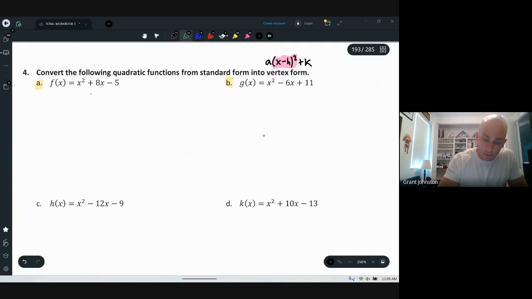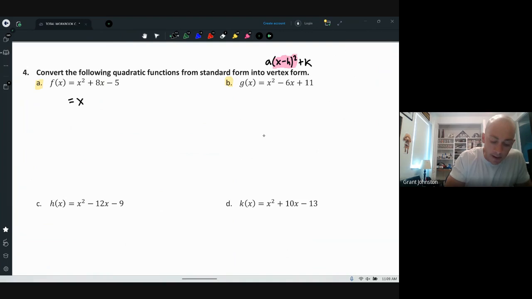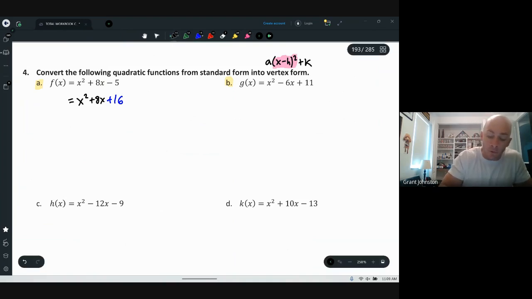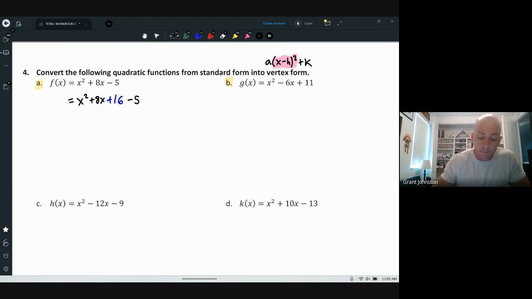So what we're going to do is, again, take half of 8, which is 4, and 4 squared is 16. So I'm going to add 16 next to it. I'm just bringing in a 16. I'm going to rewrite that minus 5. Now, typically when we completed the square, if I added 16 on the right side, I'd have to add 16 on the left side. But since we're trying to rewrite this as an equation of y equals, or in this case, f of x equals, I don't want to put anything on the left side.